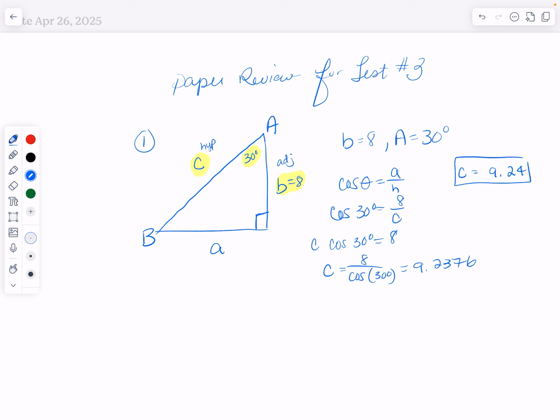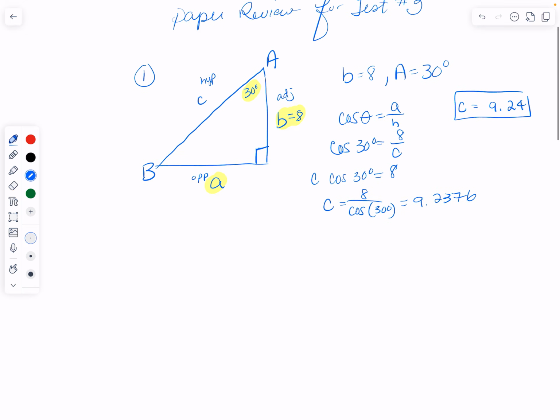Okay, so now that I have side C done, I can choose either to use the Pythagorean theorem, a squared plus b squared equals c squared, to find the missing side A, or I can use trig functions again. So let me just erase this so it's not highlighted anymore. If I go after A and I use the given side B, now A, according to angle A, is opposite. So I need a trig function that links up opposite to adjacent, which is tangent. Okay, so side A.